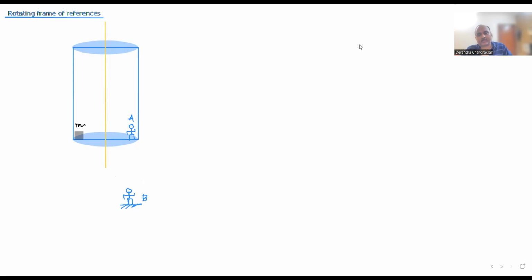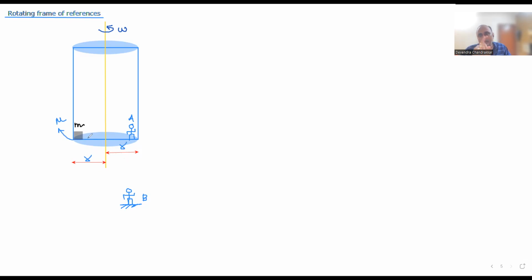Now this elevator is making turns with a constant angular velocity omega. It's rotating with constant omega. The radius of the elevator, of the cylinder, is r. And mu is the coefficient of friction between the block and the floor of the elevator.